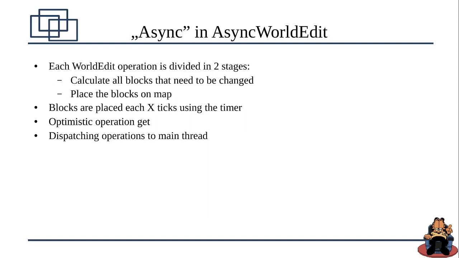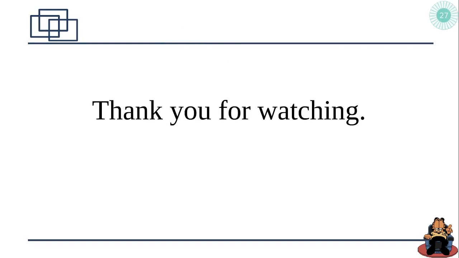Okay, when stage 1 is finished, the stage where we calculate all the blocks that need to be changed, stage 2 is started, but stage 2 is performed by the block placer. So all the blocks that were calculated and stored on the queue in stage 1 are placed on the map. So basically, this is all the magic behind AsyncWorldEdit: calculate all data that needs to be changed, divide it into small chunks, place them on the world. That's all. So thank you for watching.